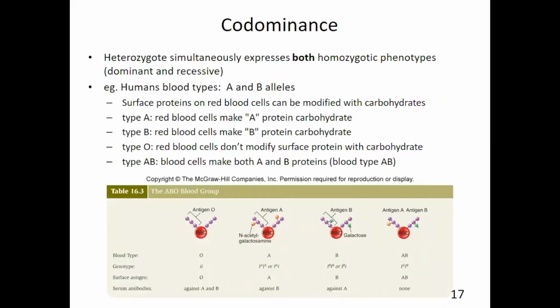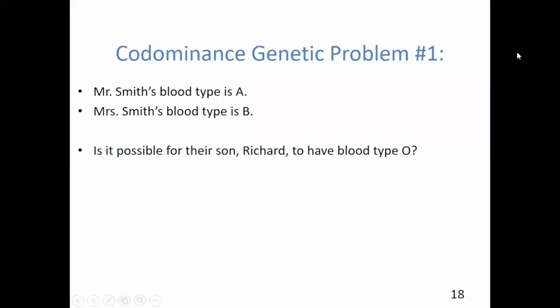Codominance is another example of non-Mendelian inheritance. In codominance, the heterozygote individuals express both the dominant and the recessive phenotypes. A great example of this is human blood types. I will present these genetic problems in a separate video.